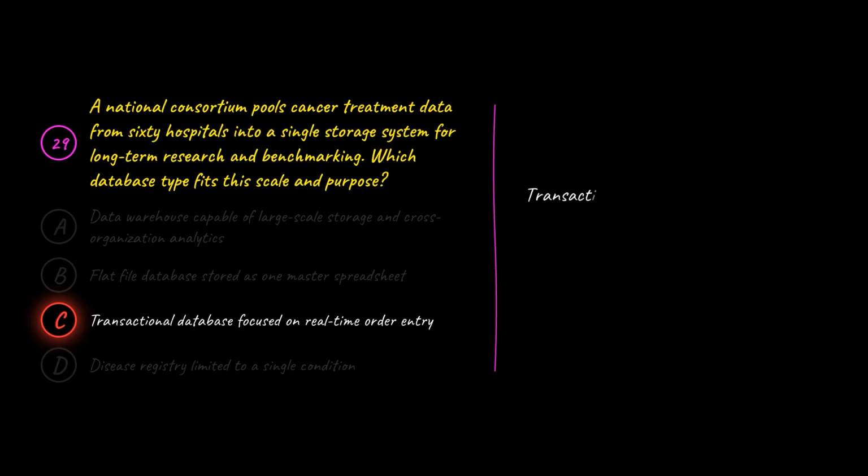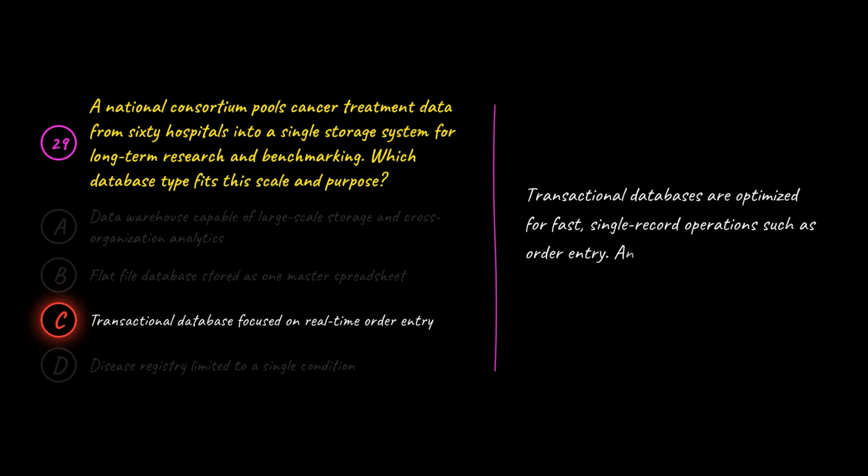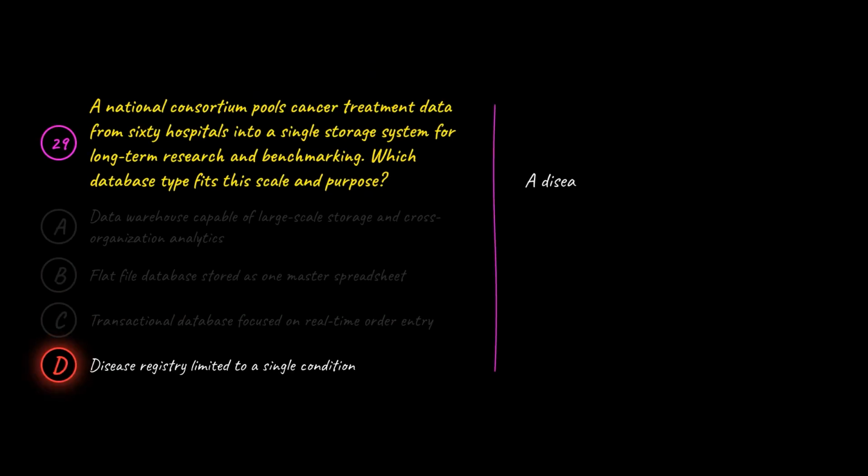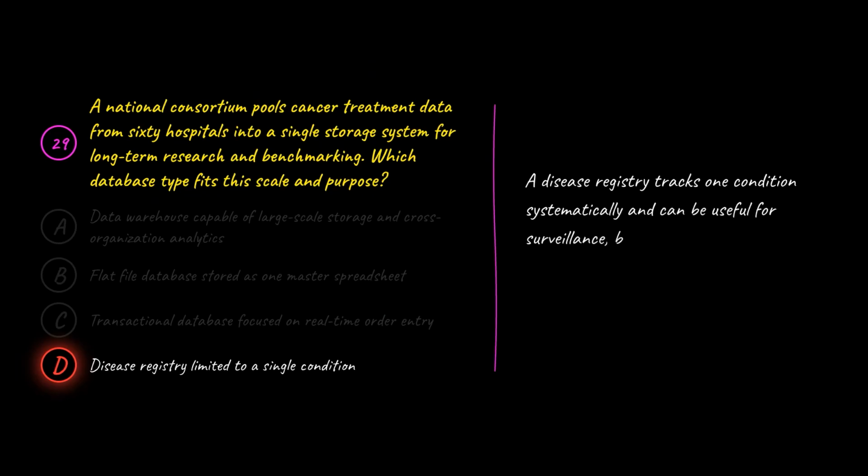C is wrong because transactional databases are optimized for fast, single record operations such as order entry. Analytics across millions of pooled records is the opposite workload. D is wrong because a disease registry tracks one condition systematically and can be useful for surveillance, but the broader, federated, multi-organization analytic use case fits a warehouse better.